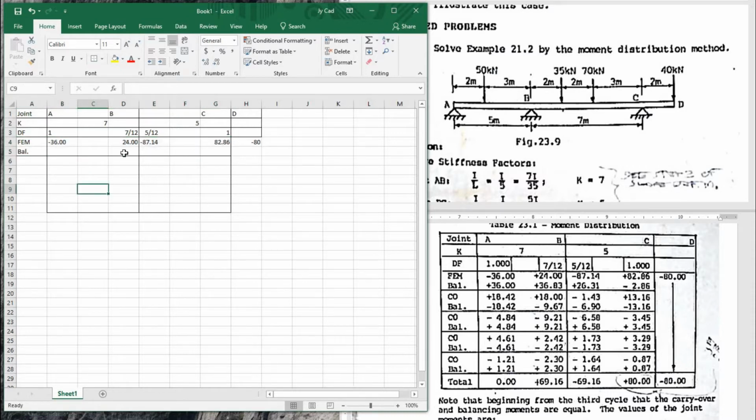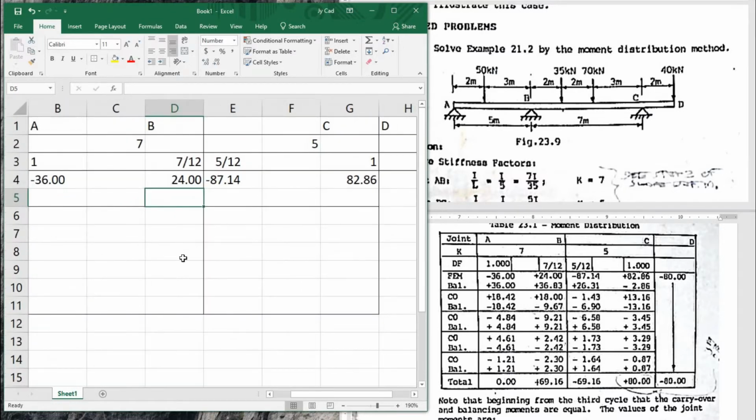Dito sa BA, yung 36.83, that is simply the sum of the moments at that joint multiplied by the distribution factor 7 all over 12 for BA, and you multiply that by negative. Okay, so equal sign, maglagay na ako kaagad ng negative.